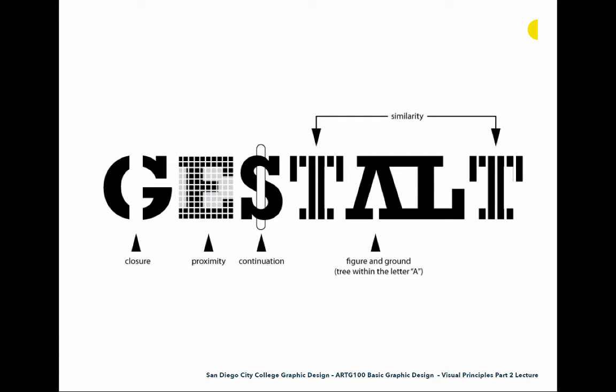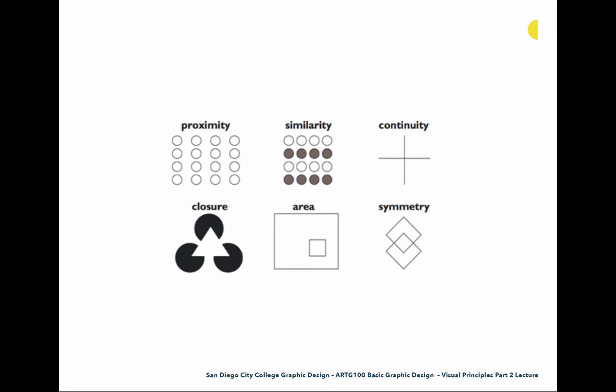Figure ground, or positive negative space, really relies on this concept of contrast and there being figure and ground, and that our brains can read each of them. That you can allow yourself to see the black of this A, but also to see the white of this tree. Here's another little diagram that I think is also helpful to understand these concepts of Gestalt.